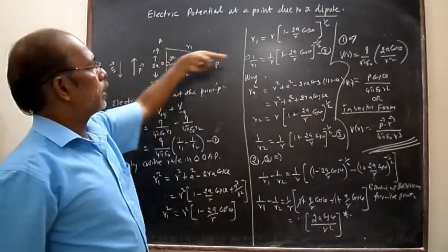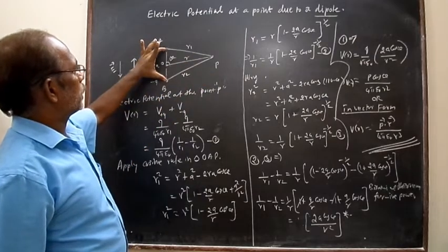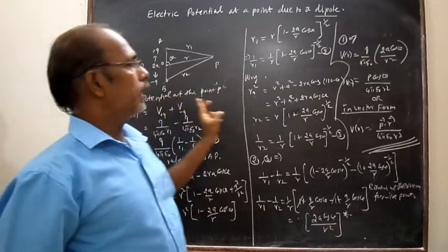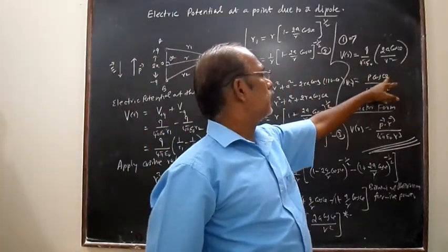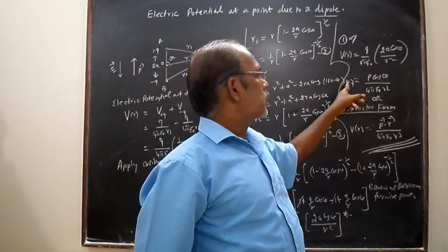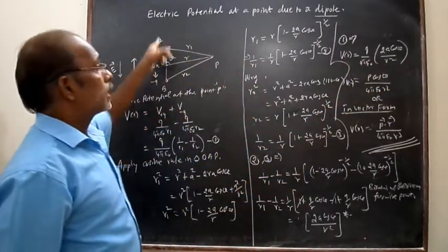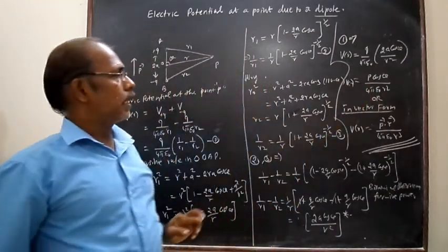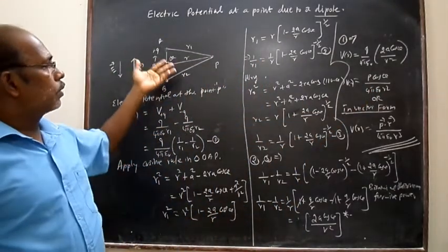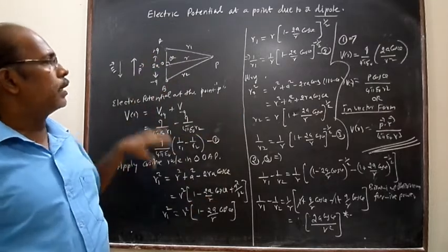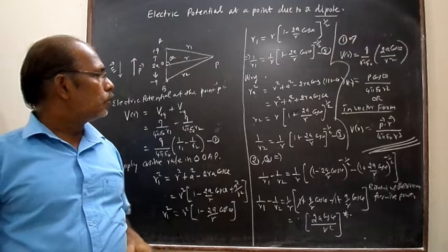Potential on the equatorial line. If we draw a perpendicular bisector with respect to AB, theta will be 90 degrees. So cos 90 is 0, which means at an equatorial point the potential is 0, and at an axial point the potential is P divided by 4 pi epsilon naught R square. So we are going to discuss the two cases separately. This is the combined result, so go through this.